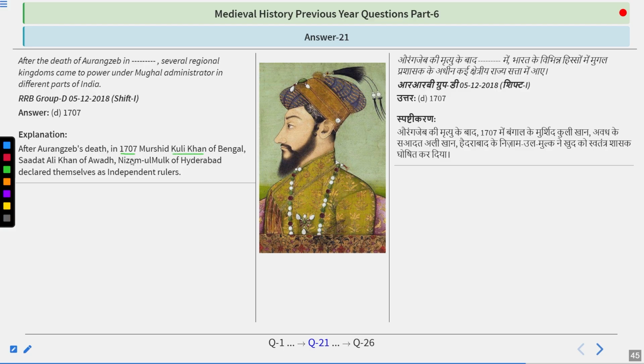Murshid Quli Khan of Bengal, Sadat Ali Khan of Awadh, and Nizam ul Mulk of Hyderabad declared themselves as independent rulers in 1724, as they had seen the decline of the Mughal Empire and were not much interested in associating themselves with them, so they declared themselves independent. And that is how the decline of the Mughal Empire started in India.